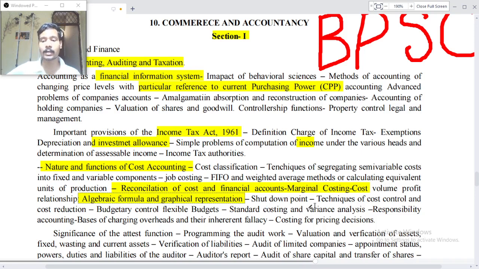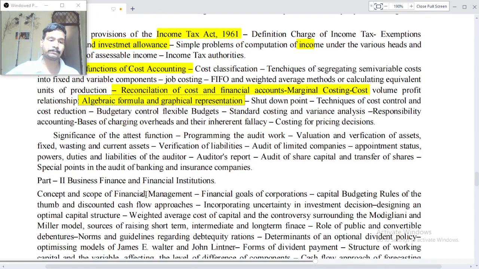Shutdown points, technique of cost control and cost reduction. Budgetary control, flexible budgets, standard costing and variance analysis. Responsibility accounting, basis of charging overheads and their inherent fallacy, costing for pricing distribution.